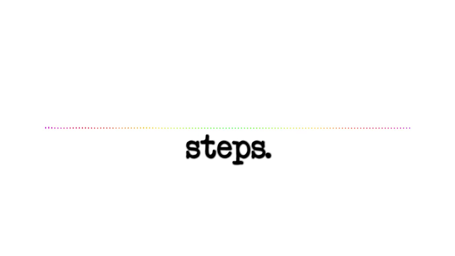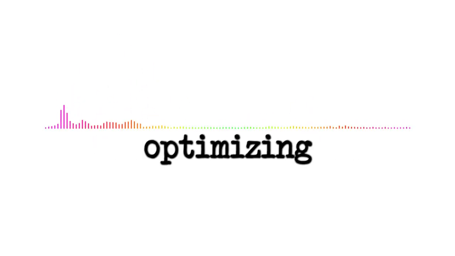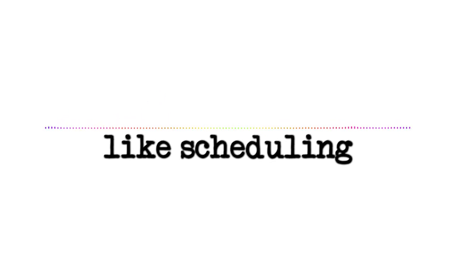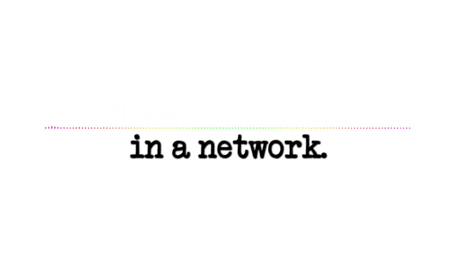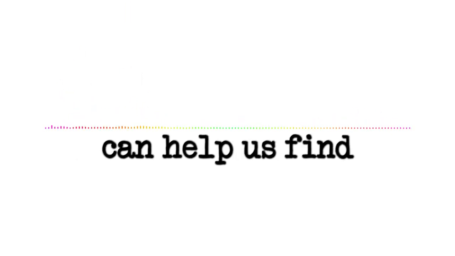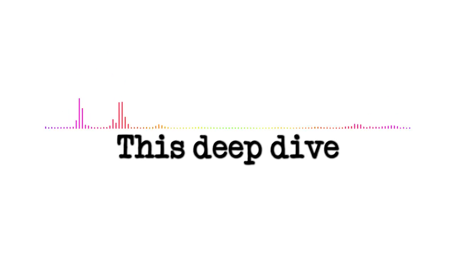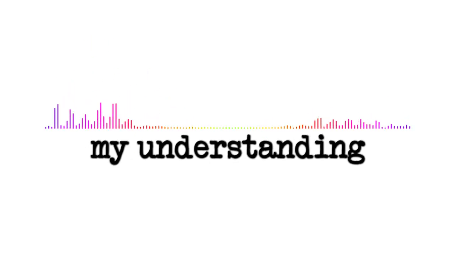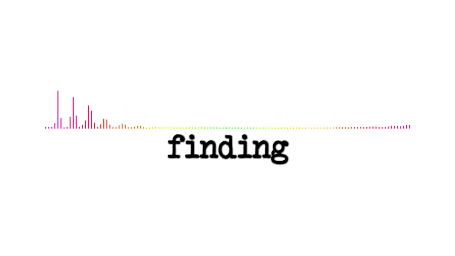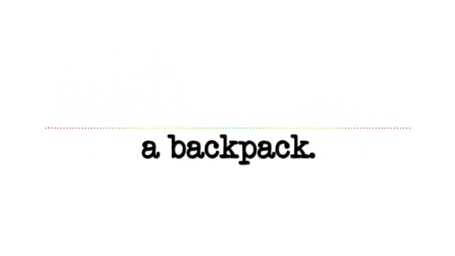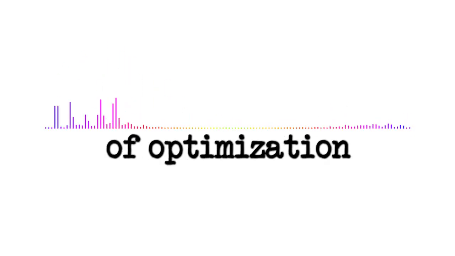And this approach has real-world implications too. Think about optimizing complex systems, like scheduling tasks in a manufacturing plant or routing data packets in a network. Dynamic programming can help us find those optimal configurations, even when the possibilities seem overwhelming. This deep dive is really expanding my understanding of what dynamic programming can do. It's not just about finding the shortest path or packing a backpack. It's a powerful framework for tackling a whole range of optimization challenges.